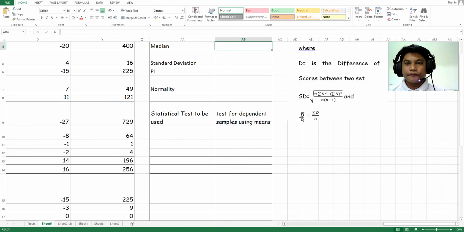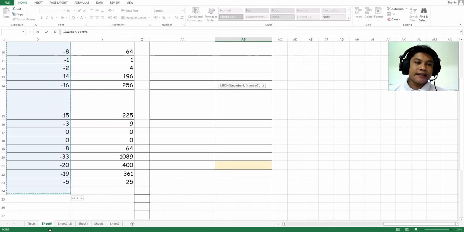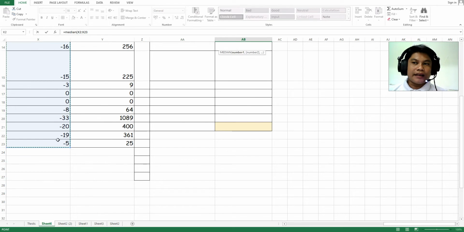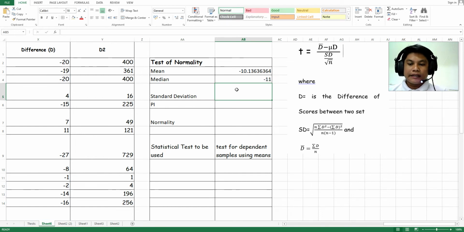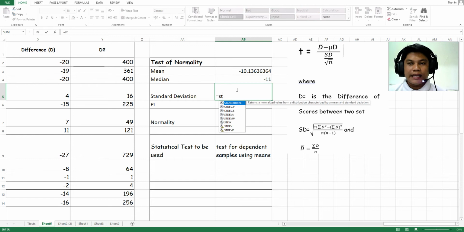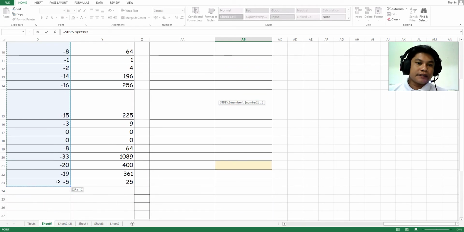Enter. And then we have to get the median of the difference, because the data that we are analyzing is the difference. So not the pre-test, or the score before or after per se, but it's the difference in the formula if you look at it. And then the standard deviation equals STDEV, that S. Okay, so double click this one and then highlight again the difference. Enter.